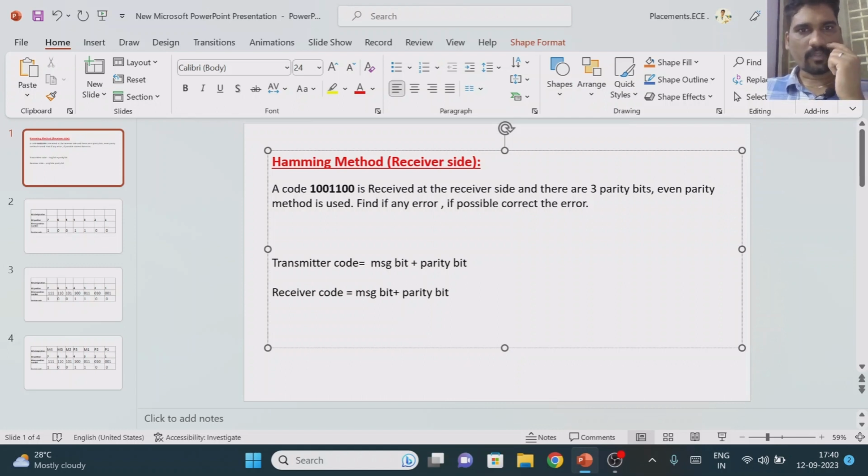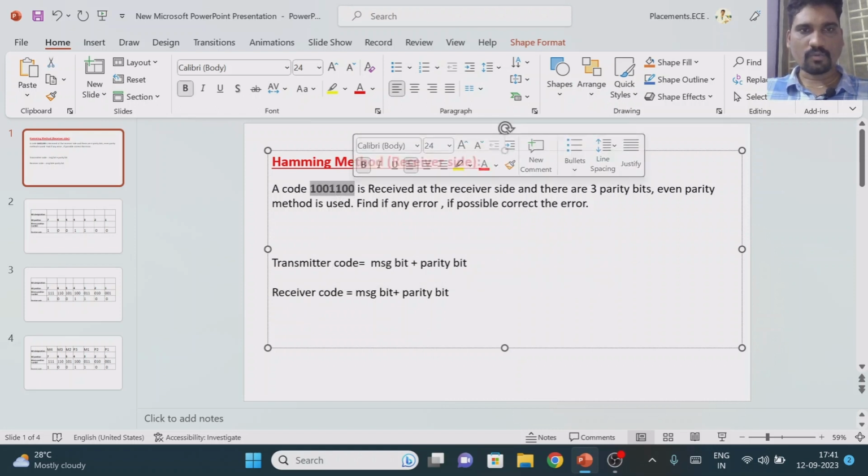One of the methods for error detection and error correction is the Hamming method. Now, if you understand, there are two types of problem in error detection and error correction for the Hamming method. One is the transmitter side, and the other is the receiver side. If you observe this question, from the question itself we can identify this is the data code which is received at the receiver side.